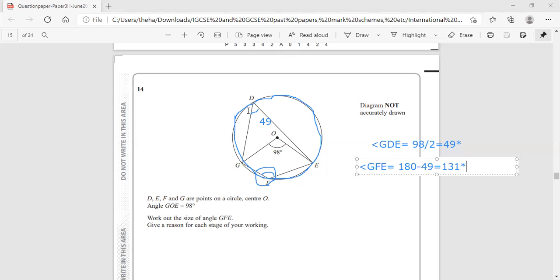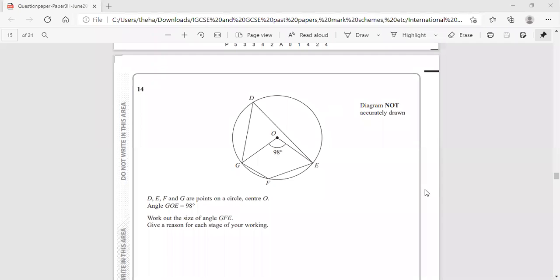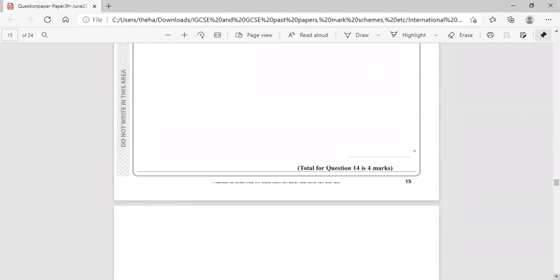That's quite a mouthful, but basically all it means is two opposite angles in a shape that has 4 vertices on the edges of a circle add up to 180 degrees. So if we know what one is, we can work out the other by taking that away from 180 degrees. Hope that makes sense. If not, please leave any questions in the comments and I'll try to answer them as quickly as I can. Okay, so that's 4 marks.